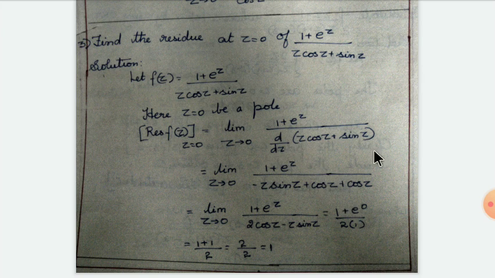And sin z differentiation is cos z. So totally there are 2 cos z minus z sin z. Now apply the limit. e power 0 is 1, 1 plus 1 is 2. In the denominator z equal to 0, so the second term is completely 0. First term, cos 0 is 1. 1 into 2, 2. So 2 by 2, the answer is 1.